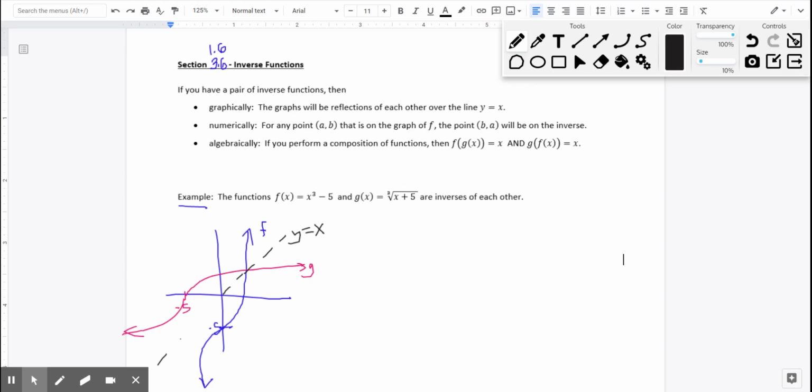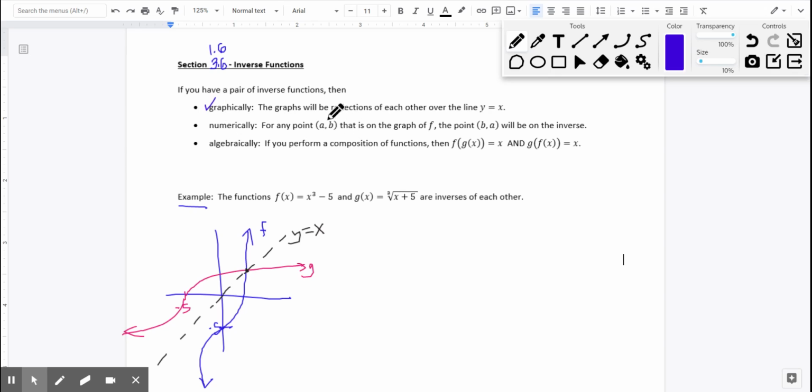And y equals x is a line that you're going to see repeatedly throughout this course, the line that goes straight through the middle of quadrant 1 and straight through the middle of quadrant 3. So these are mirror images of each other over that line. And notice where they intersect is on the line of reflection as well, because you'll see that in many of the examples we're going to see. So that's what happens graphically if you have a pair of inverse functions.